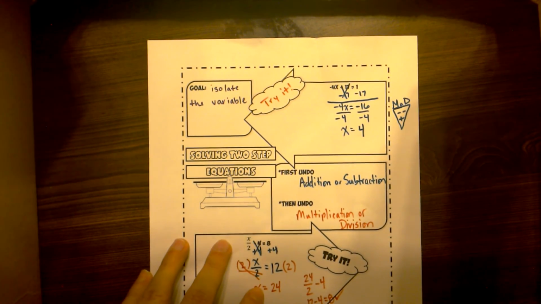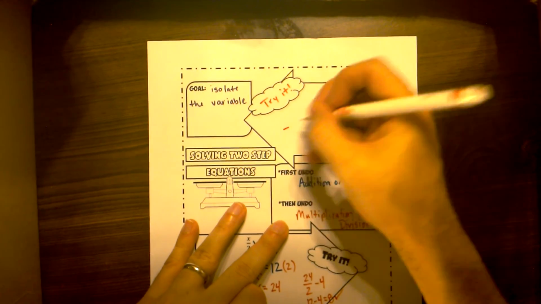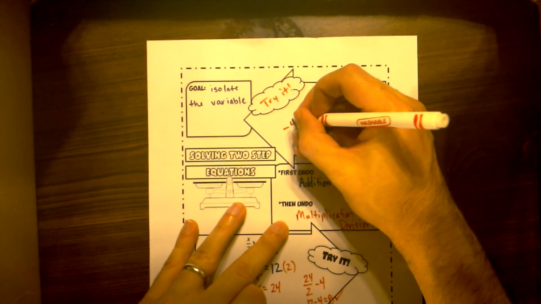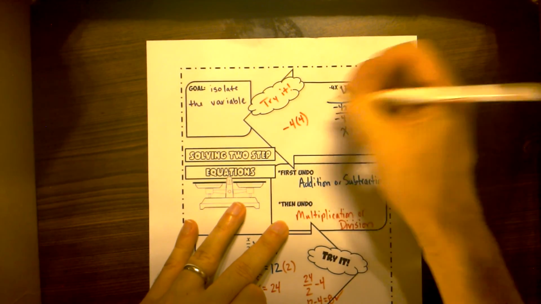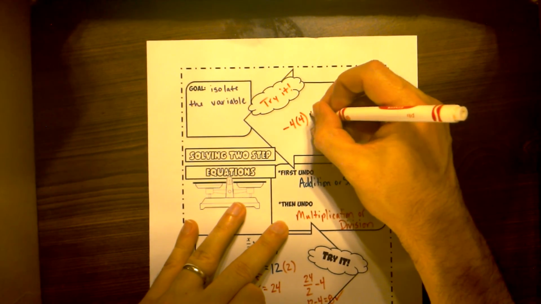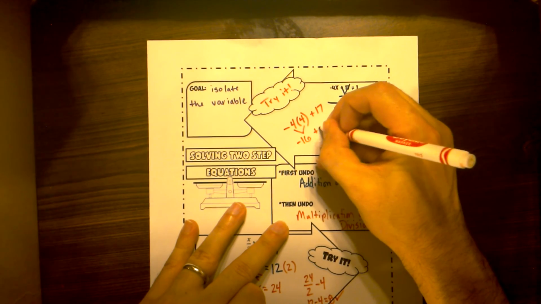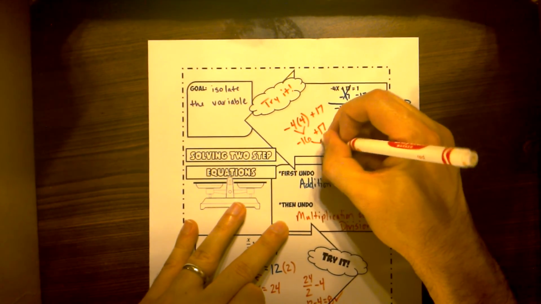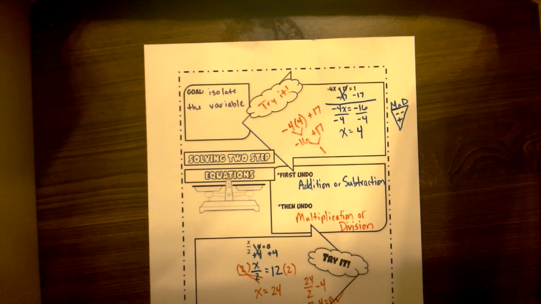Feel free to add some doodles onto them. Feel free to show your work, check your work, and practice it. Since our answer here was 4, negative 4 times 4 is negative 16, plus 17 is 1. But this is how we can solve two-step equations.